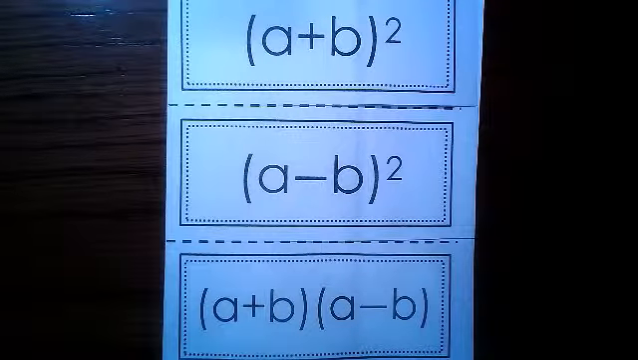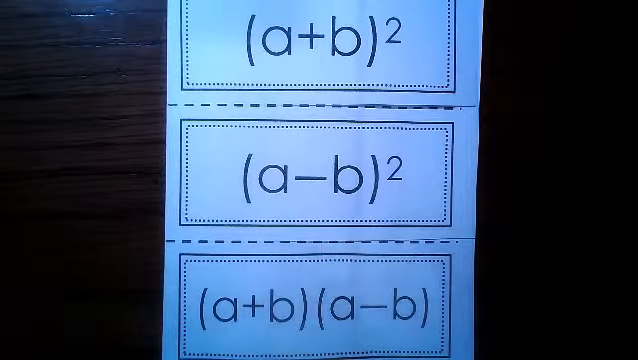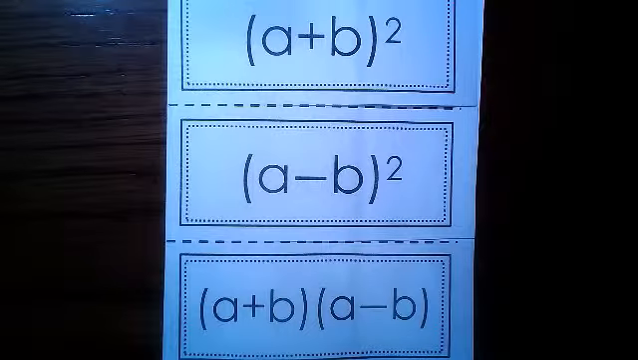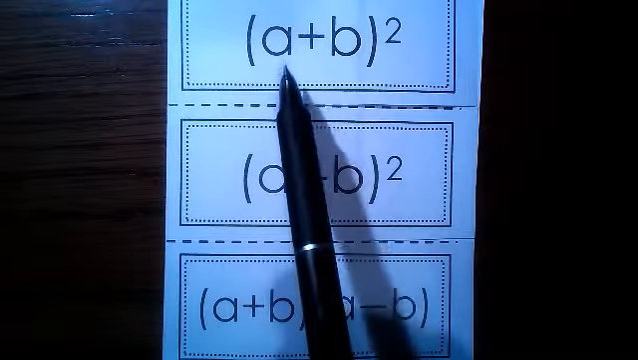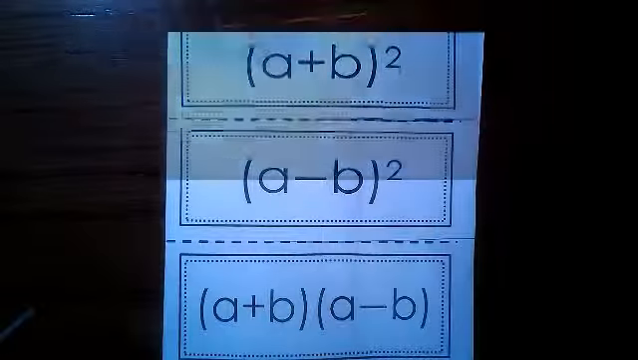Now, that doesn't mean you can't use the FOIL method. I'm just showing you a shortcut if this helps you, okay? And if you recognize the shortcut now, it's going to make it much easier in the future when we start going backwards, because we're going to have to be doing this backwards as well. So let's start with this first one. The sum of a plus b squared.